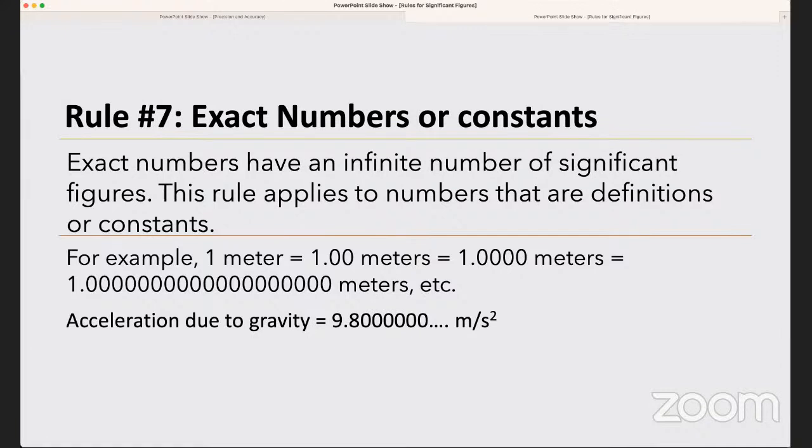So basically, when you're doing calculations, you don't consider constants or conversion factors when applying the rules for significant figures. You only consider the number of significant figures in the measurements.